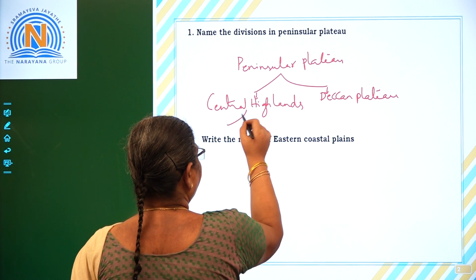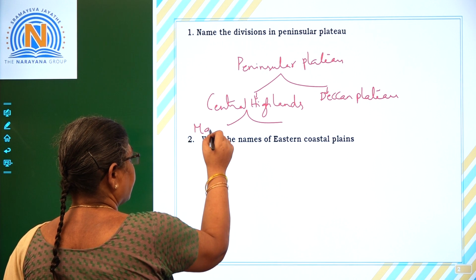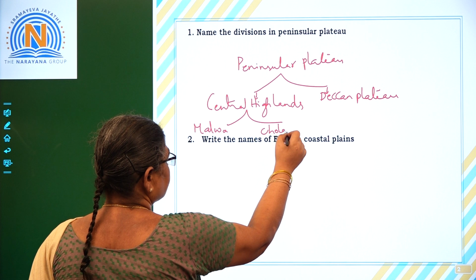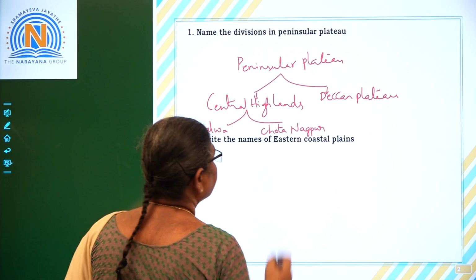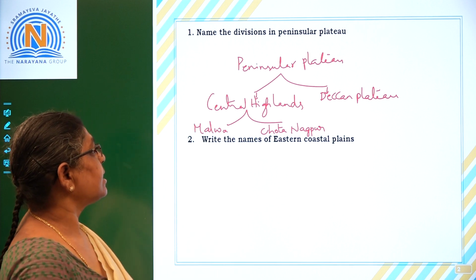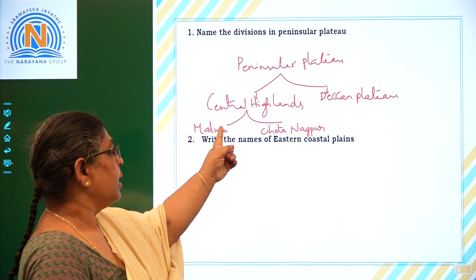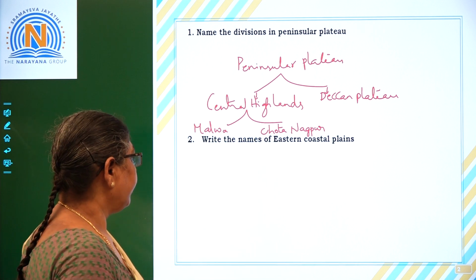And these Central Highlands are once again divided into two categories. The first one is Malwa Plateau. The second one is the Chota Nagpur Plateau. So, the divisions of the Peninsula Plateau are mainly two: the Central Highlands and the Deccan Plateau. The Central Highlands are divided into Malwa Plateau and the Chota Nagpur Plateau.